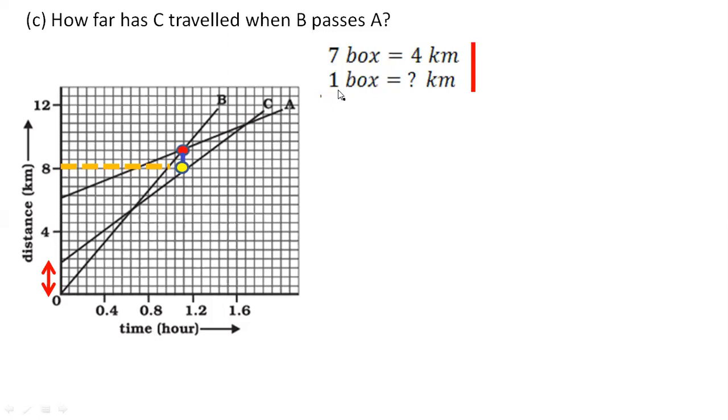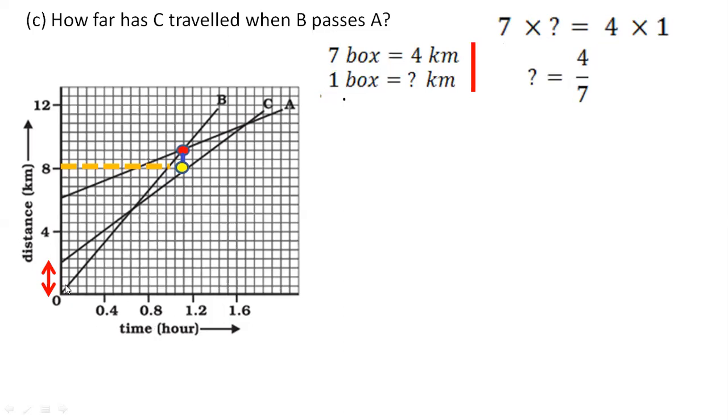So 7 boxes for 4 kilometers. How many kilometers for 1 box? This is a direct relationship. You have done this kind of problem in 8th standard also. All you have to do is cross multiply. So if we cross multiply, it becomes 7 into question mark equals 4 into 1. So what will be the value of the question mark? 4 into 1 divided by 7. So the answer is 4 by 7.